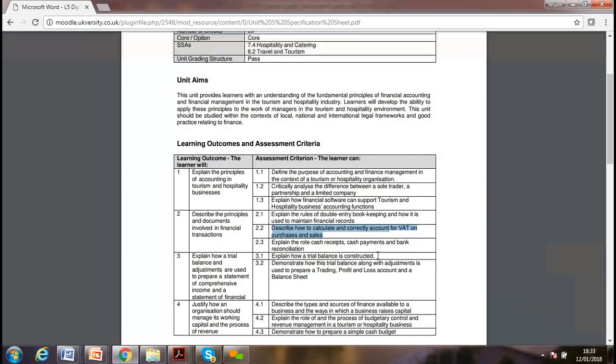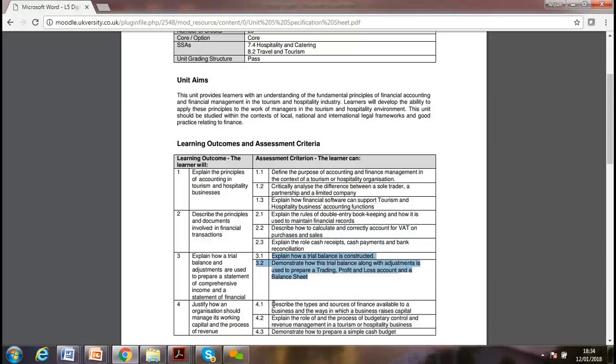And now today we are moving to our next learning outcome, which is LO3. Explain how the trial balance is constructed. Demonstrate how this trial balance, along with adjustments, is used to prepare the trading, profit and loss account and the balance sheet. We'll do the basics today, and we'll do some adjustments during our next lesson.